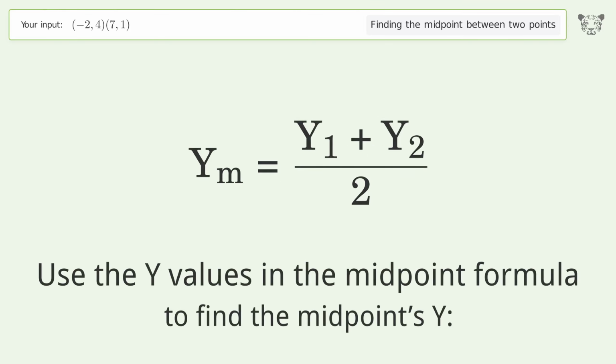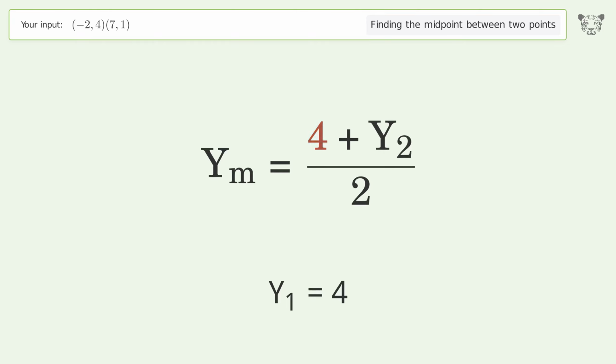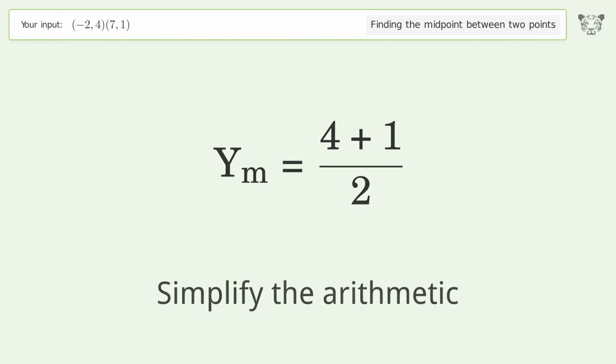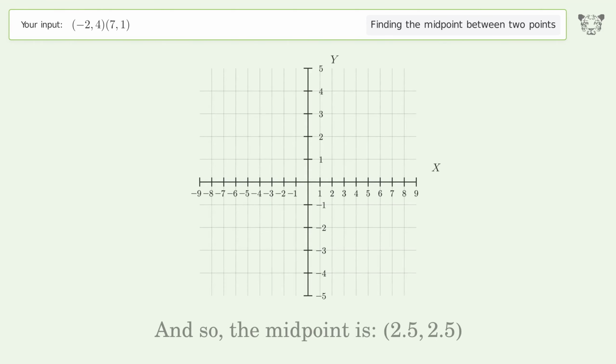Use the y values in the midpoint formula to find the midpoint's y. y1 equals 4. y2 equals 1. Simplify the arithmetic. And so, the midpoint is 2.5, 2.5.